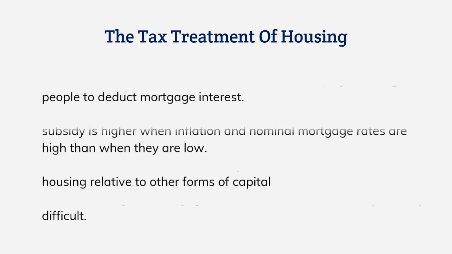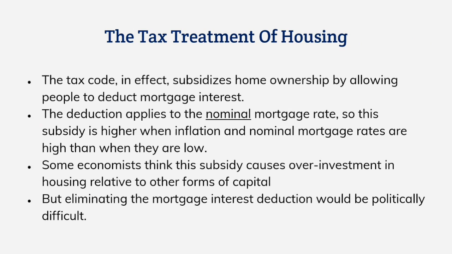The tax treatment of housing. The tax code, in effect, subsidizes home ownership by allowing people to deduct mortgage interest. The deduction applies to the nominal mortgage rate, so the subsidy is higher when inflation and the nominal mortgage rate are high than when they are low. Some economists think this subsidy causes over-investment in housing relative to other forms of capital, but eliminating the mortgage interest deduction would be politically difficult.